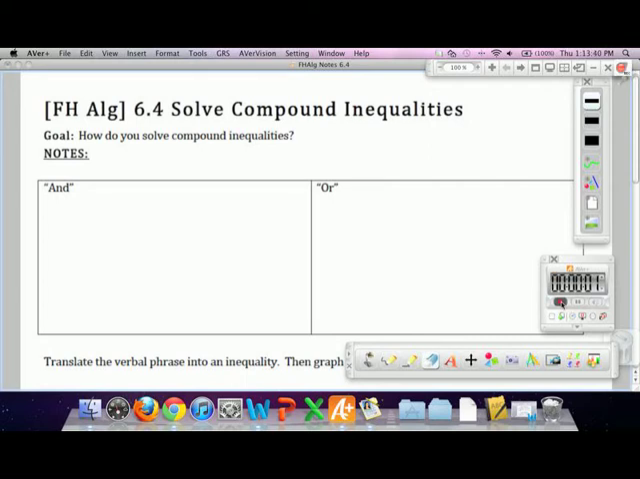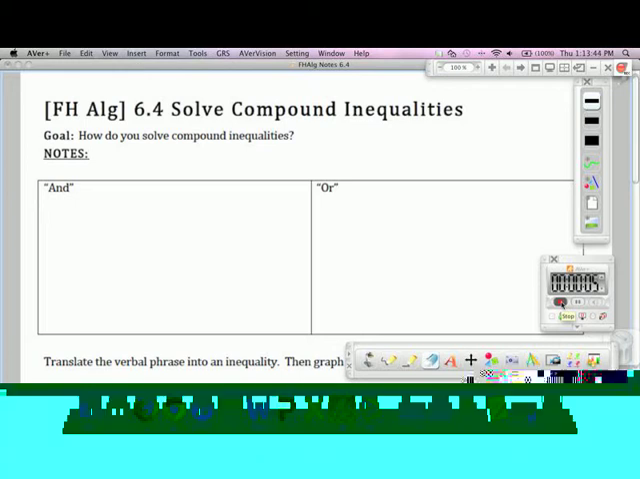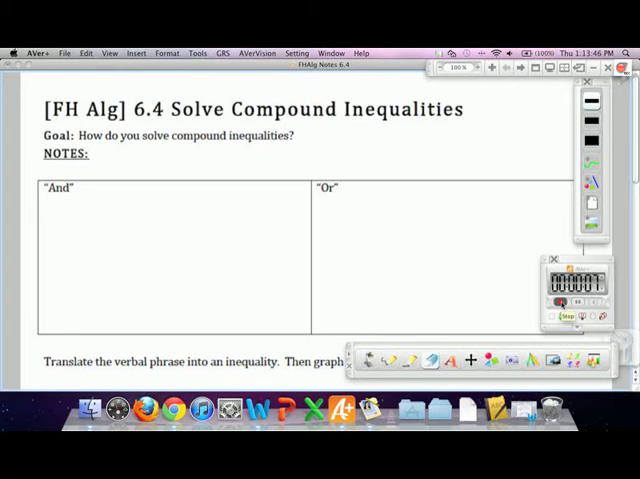Okay, on Monday, we looked at section 6.1, where we solved one-step inequalities by either adding or subtracting. Then on Tuesday, we solved those one-step inequalities by either multiplying or dividing. We said it's the same as an equal sign. The only thing we had to do is make sure we flip the inequality sign if we multiply or divide by a negative number.